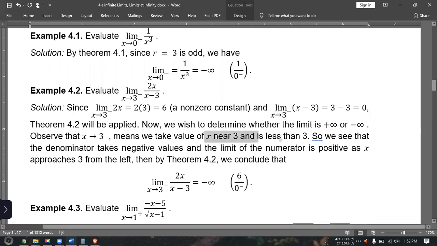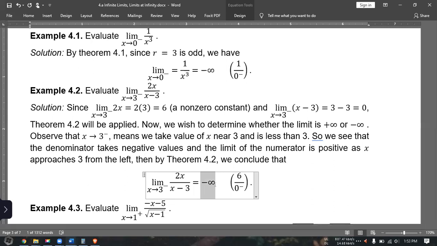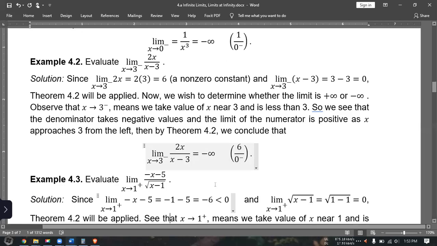Near 3 and also less than 3. So, meaning to say, we are to approach 0 from the negative side, or from the left side. In summary, we have 6, the limit of our numerator, and the limit of our denominator is 0 from the left side. Applying theorem 4.2, if the numerator is positive and if our denominator is approaching 0 from the left side, then the function is approaching negative infinity, or decreasing unboundedly. That is example number 2. Okay, moving on.